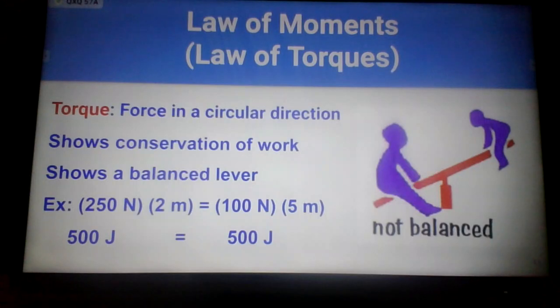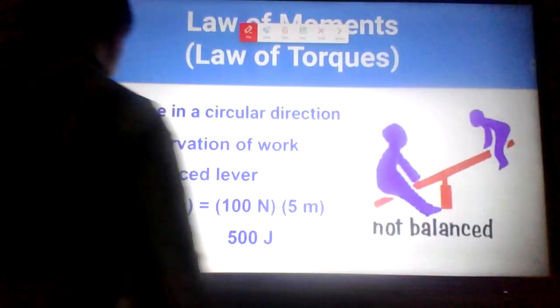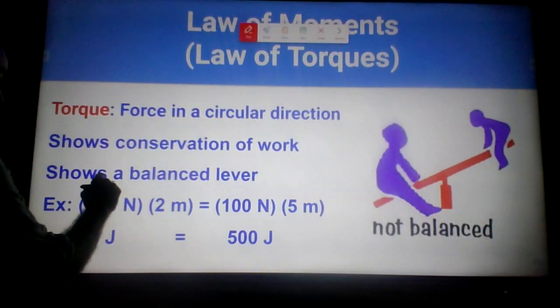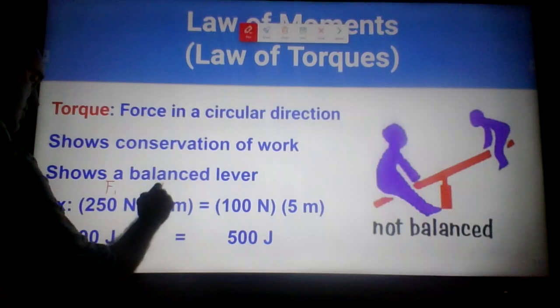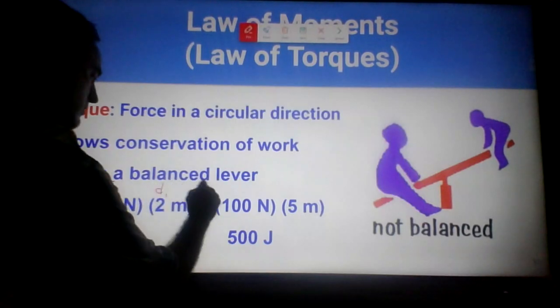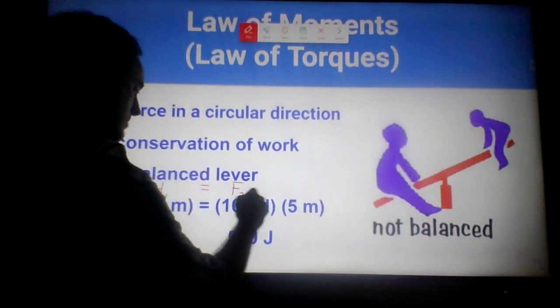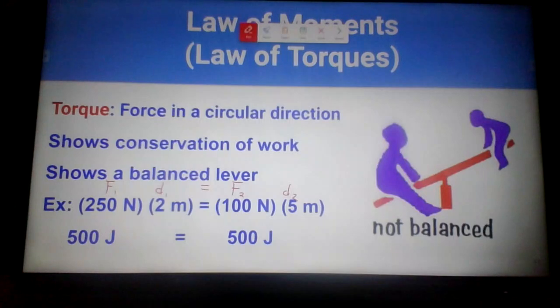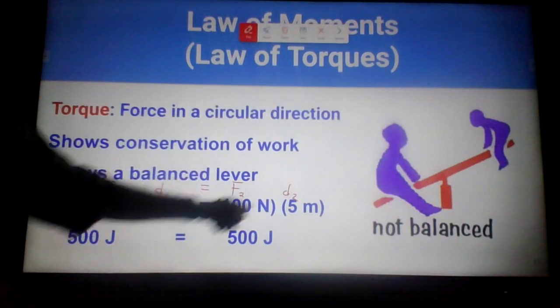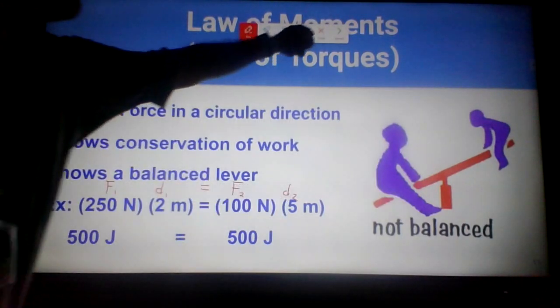Lab activities that we will do soon, we'll be able to practice this for real, not just see numbers and pictures on a screen. But that's the law of moments, or the law of torques. And although it doesn't show on this page here, let's write it. The force and the distances on one side are equal to the force times the distance on the other side. F1 D1 equals F2 D2. Ready?